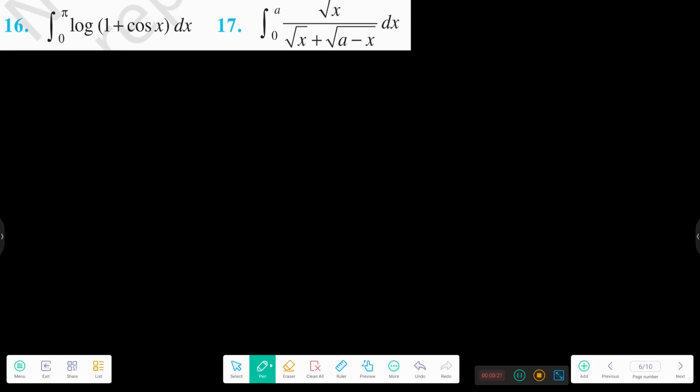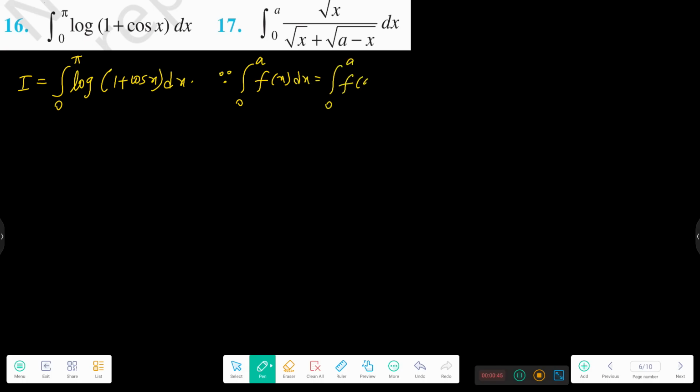Children, listen. I is equal to, I am taking the given one, integral 0 to pi of log of 1 plus cos x into dx. Understand? This is our question. Now, see the formula which I am going to use. The integral from 0 to a of f of x dx is equal to the integral from 0 to a of f of a minus x dx. The given one I am taking as answer number 1.